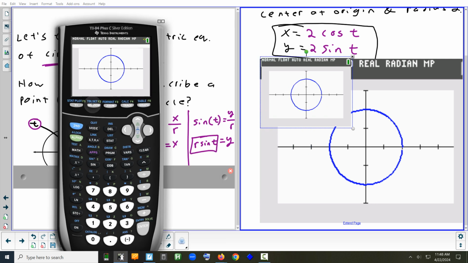Now, what if I did, let's just say, pi divided by 2. No, I'm sorry. Leave that at 2 pi. Change the one below it. Pi divided by 2.